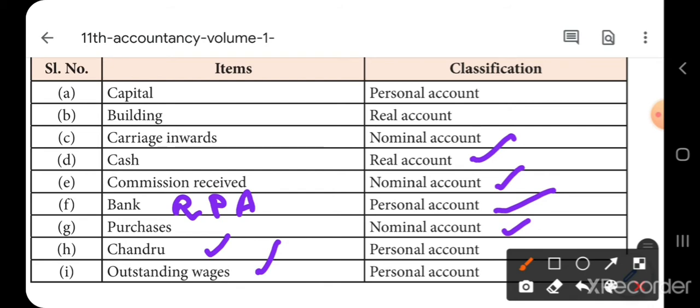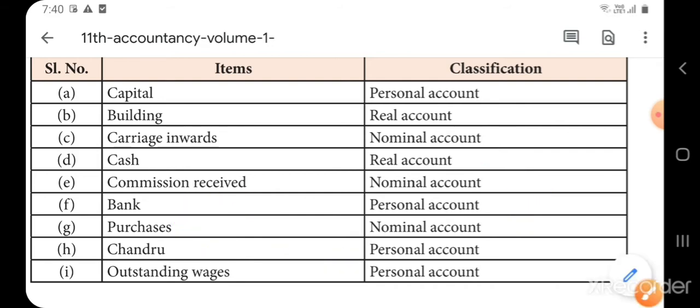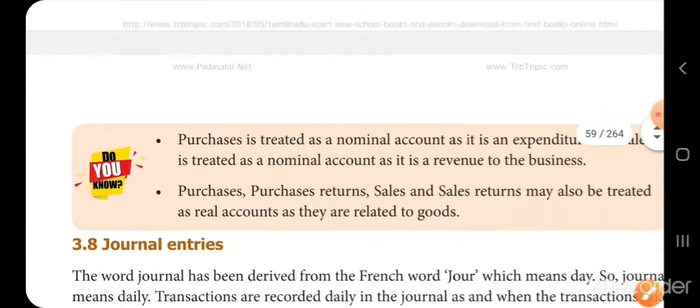Outstanding wages. Bank is an artificial personal account, not representative. It is an artificial personal account. And outstanding wages is a representative personal account. So you can write either representative personal account or personal account. Okay.